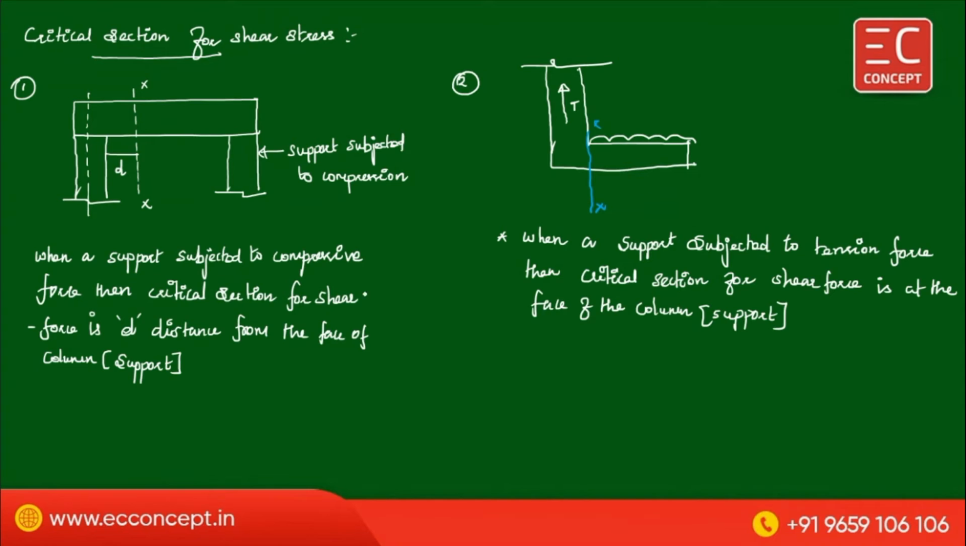So here the keyword is compressive force and tensile force. If a support is subjected to compressive force, then d distance from the face of the column is the critical section. When a support is subjected to tension, then at the face of the column, it is the critical section. Okay. So what is the meaning in this?